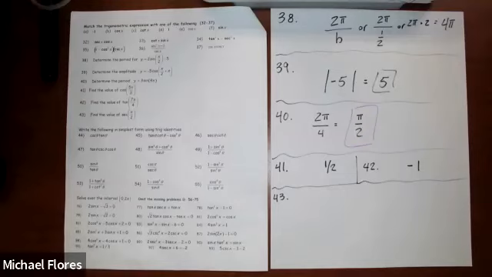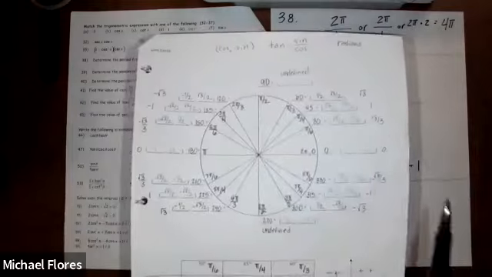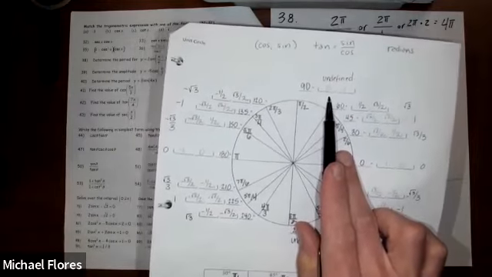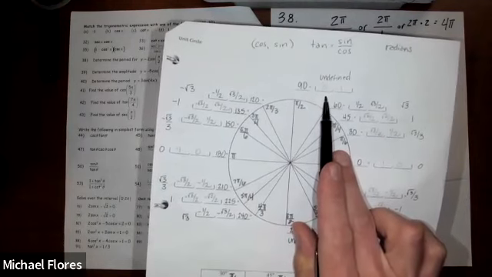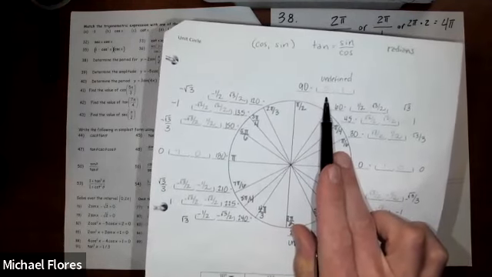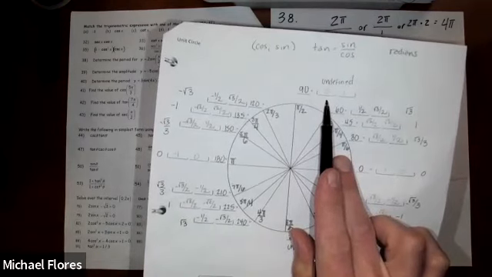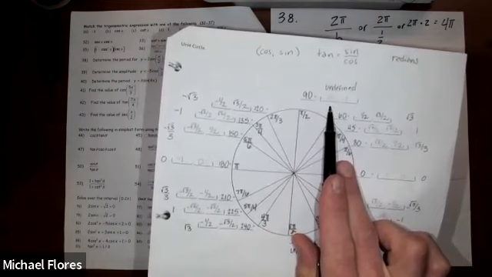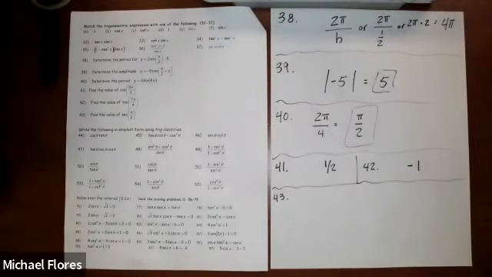For example 43, find the value of secant of pi/2. Pi/2 is here. Now the reciprocal of secant is cosine, and the reciprocal of 0 in these scenarios is going to be undefined. So that would be your answer there.